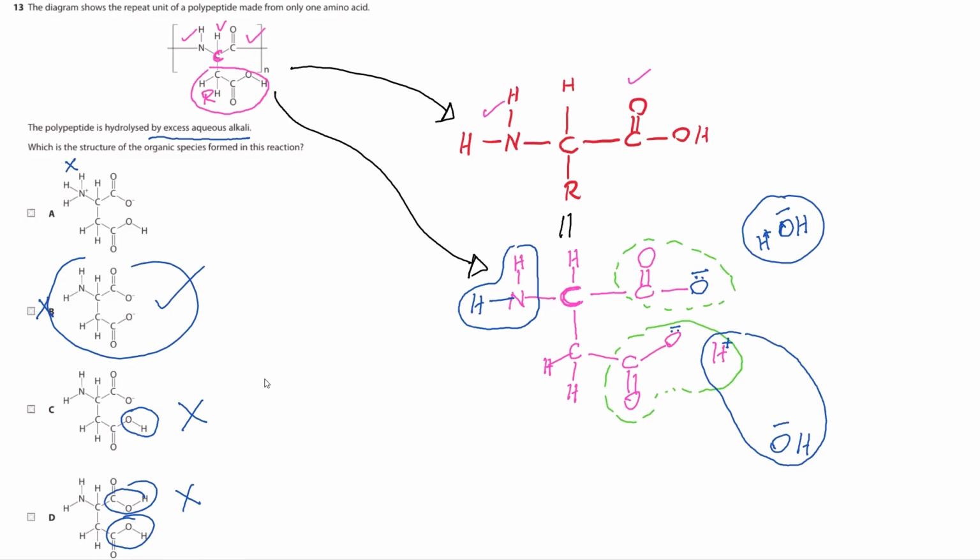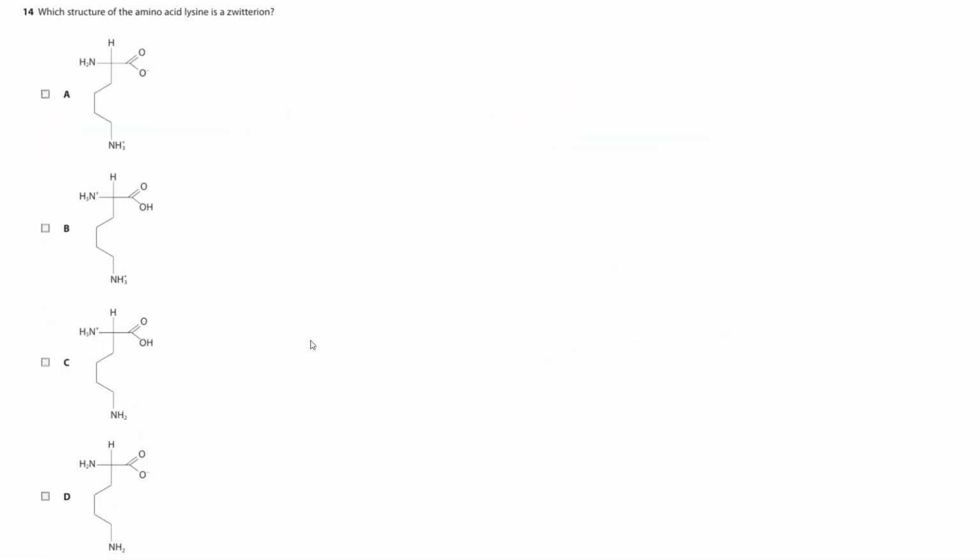Question number 14. Which structure of the amino acid lysine is a zwitterion? To have the amino acid, we know that there is a basic structure: carbon atom, hydrogen, COOH group and NH2 group. Then what is this zwitterion?